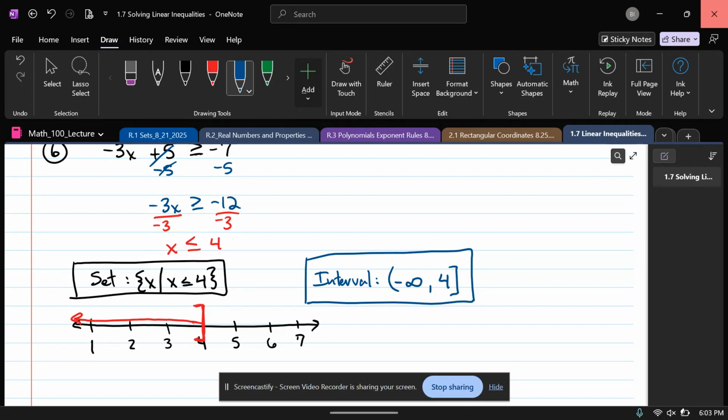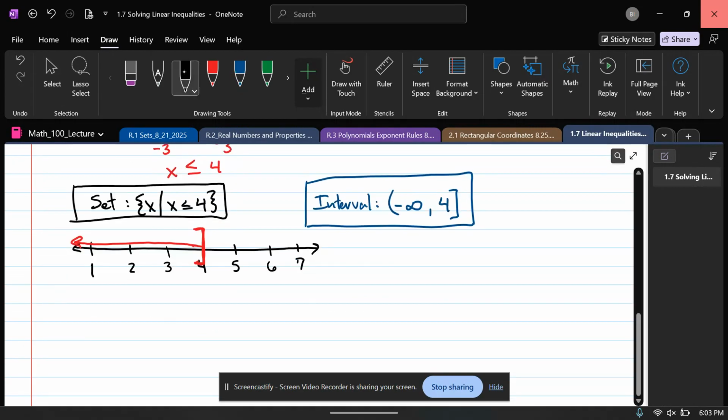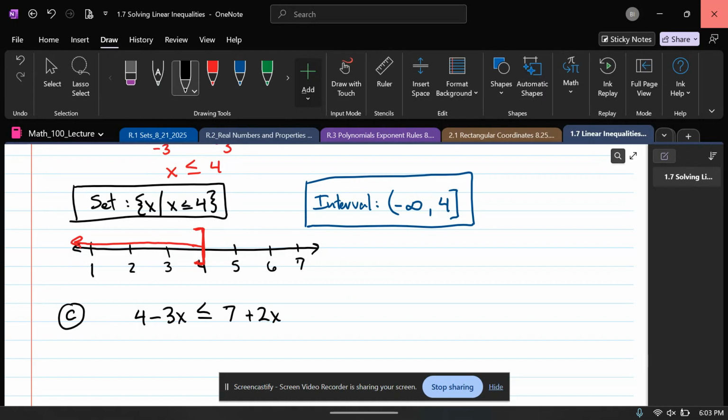All right. Let's do another. Example C. Let's do one that's got variables on both sides. 4 minus 3x less than or equal to 7 plus 2x. Okay.